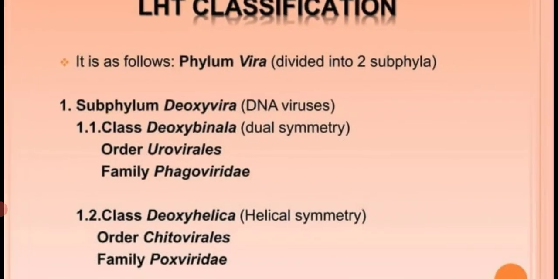The LHT system starts with the phylum Vira. All the viruses are grouped in the phylum Vira, and this phylum is subdivided into two subphyla. The first subphylum is Deoxyvira, and the second is Ribovira. In the first subphylum, all the DNA viruses are included. Deoxyvira is a subphylum which contains all the DNA viruses.